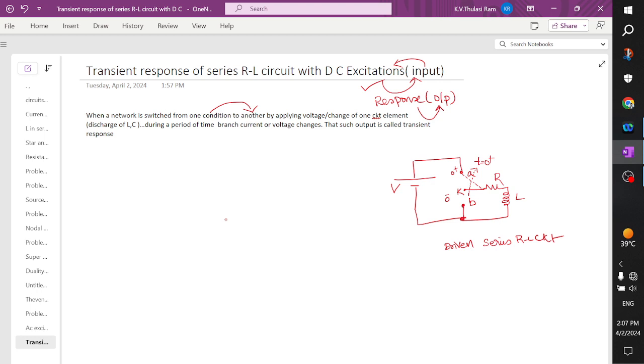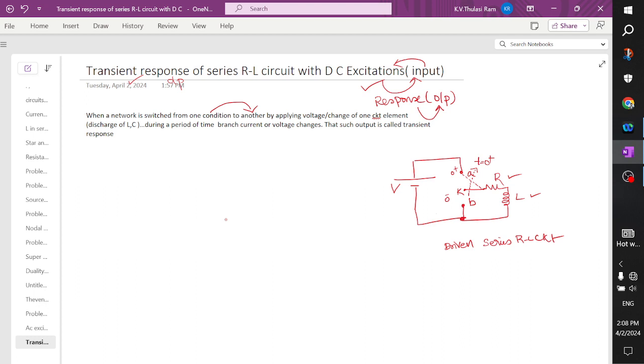This condition of changing the switching, or changing the application of voltage to the RL elements, is called transient. Response means output, so you have to find out this output. Let's understand in brief: when a network is switched from one condition to another, previously it was not given the voltage. Now after switching at t equal to 0 plus, the voltage is applied to the RL network. So this is called transient.